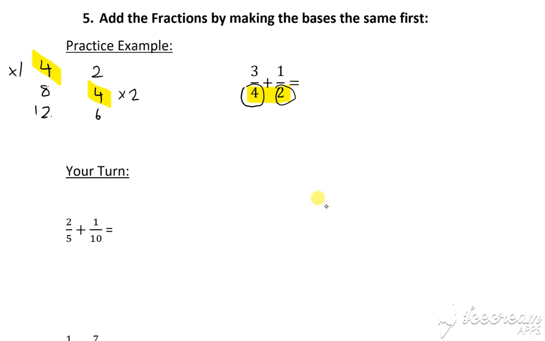So on this side, we need to times this by 1. On this side, we need to times it by 2. What we do on the bottom, we're also going to do on the top. So everything on the left-hand side has now been timesed by 1, and everything on the right-hand side is going to be timesed by 2. Then we need to actually work out this multiplying.